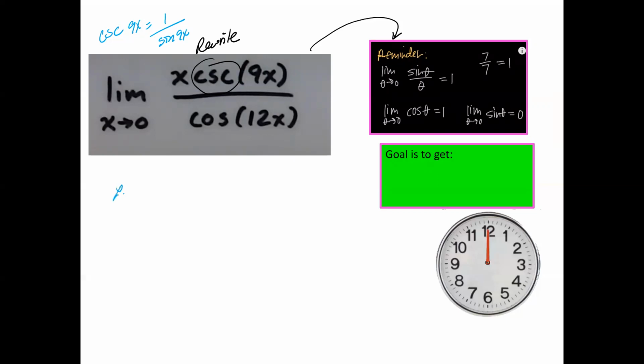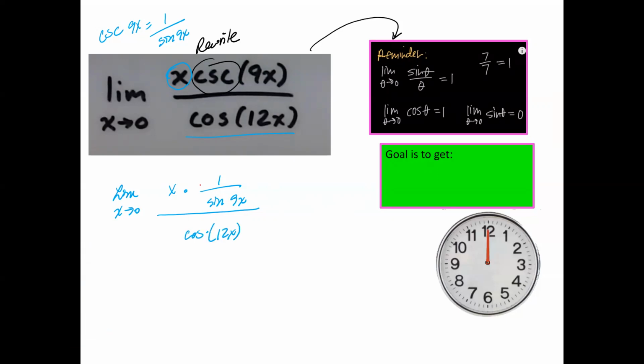So I'm going to have the limit as x approaches 0. I have my x right here, don't forget that. x times 1 over sine 9x divided by, don't forget your denominator, cosine 12x.